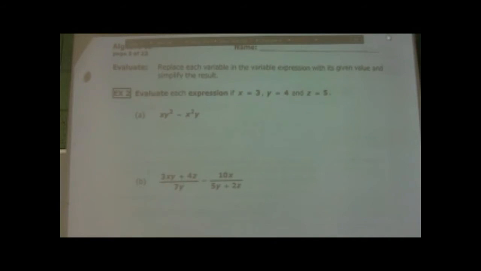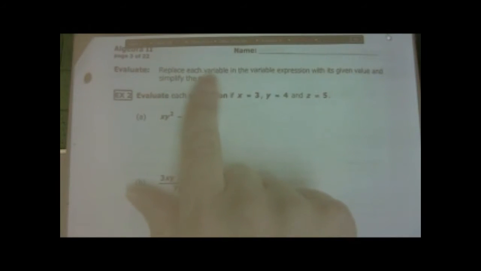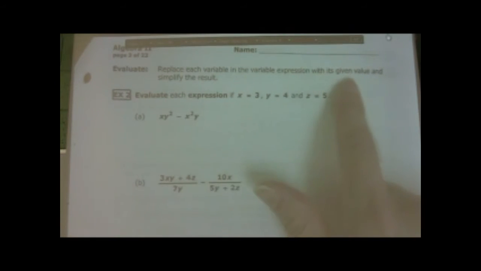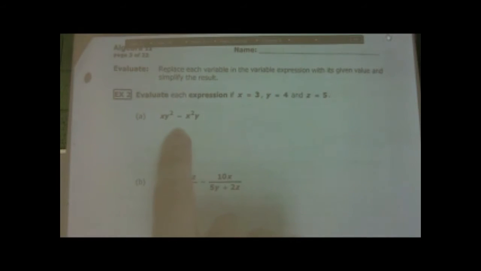Evaluate. What this means is replace each variable in the variable expression with its given value and simplify the result. When you're asked to do this, the problem will always look the same. It will have a variable expression, and it will give you values for each of the variables. All you're going to do is take these numbers, plug them in here, and then simplify. You're Algebra 2, so I like to save some steps along the way when we do this.